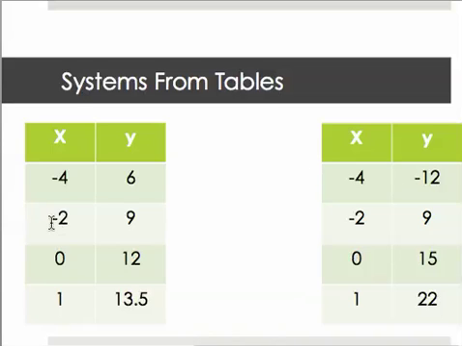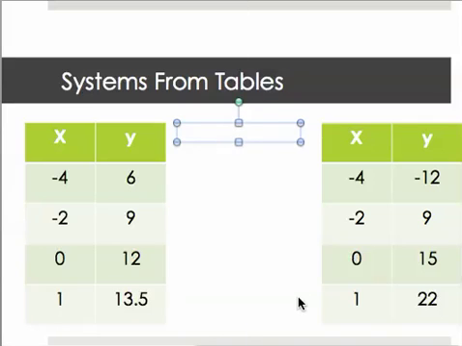Alright? The next one we have negative 2, 9. And here we also have negative 2, 9. So therefore that is a solution because they're the same numbers. They match. Here at 0, 12, I have 0, 15. That does not match. They are not a solution. And 1, 13.5 and 1, 22 don't match. Those are also not a solution. So the solution here is going to be negative 2, 9.